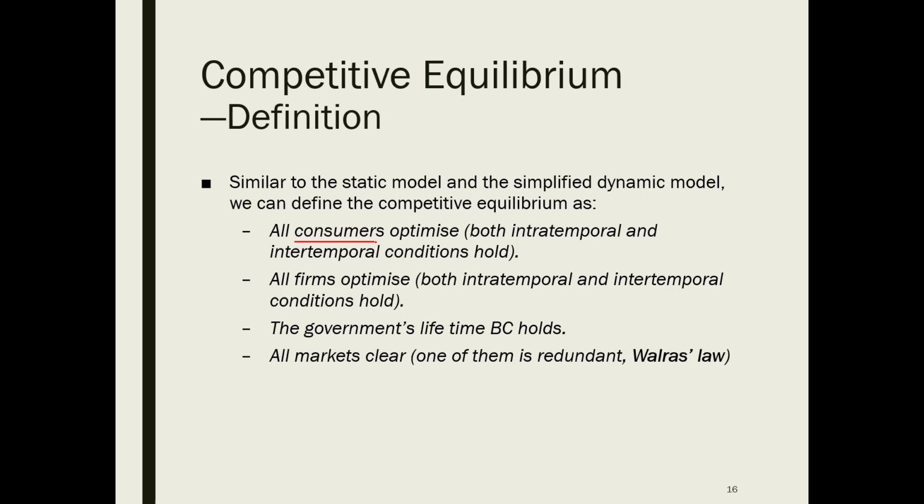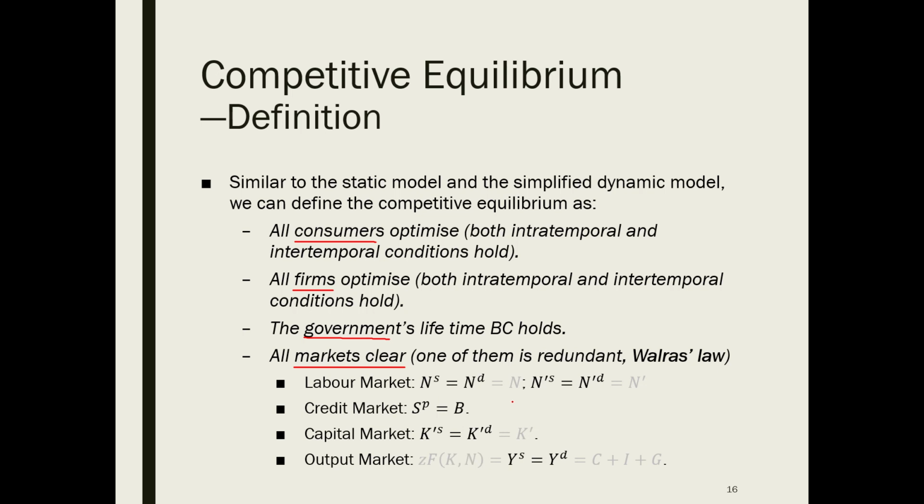First, all consumers optimize. This implies that both intratemporal conditions and intertemporal conditions of the representative consumer we have derived earlier must hold. Second, all firms optimize. This implies that both intratemporal conditions and intertemporal conditions of the representative firm we have derived earlier must hold. Third, the government's lifetime budget constraint must hold. Fourth, all markets clear, which implies that supply equals demand in all the following markets.